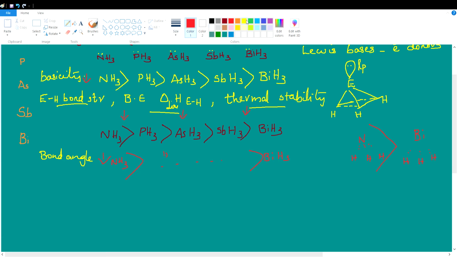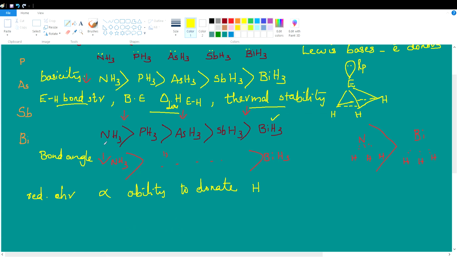If you take the next property, that is reducing character, that is ability to act as reducing agent. Reducing character of these hydrides can be explained in terms of the ability to donate hydrogen. If the bond between group 15 element and hydrogen is weak, it breaks readily and donates the hydrogen easily. So which will be the strongest reducing agent here? The one having the weakest bond with hydrogen. The weakest bond with hydrogen is for bismuth hydride. Hence the bond between bismuth and hydrogen breaks easily and the hydrogen can be easily donated. So bismuth hydride is the strongest reducing agent.